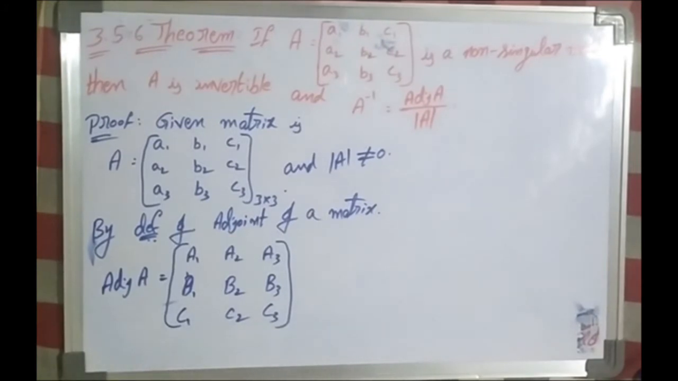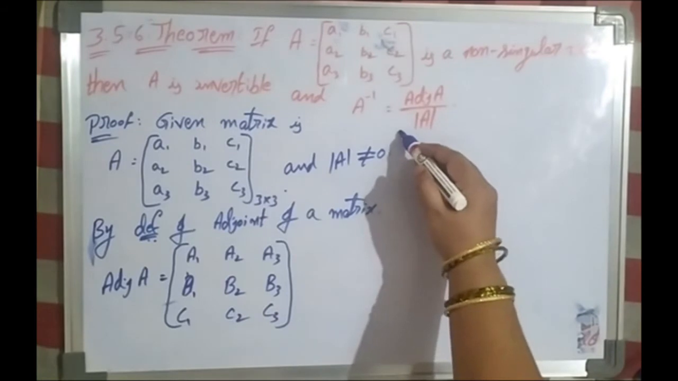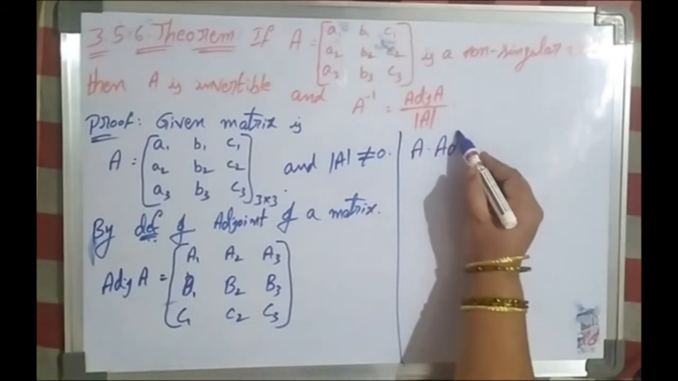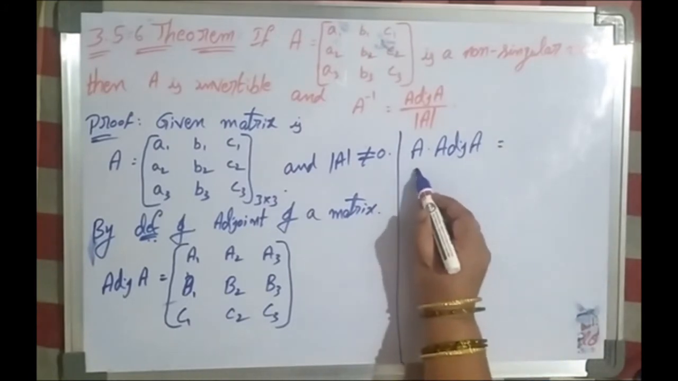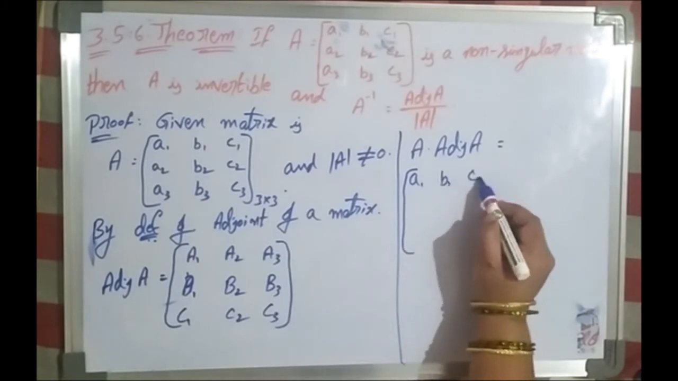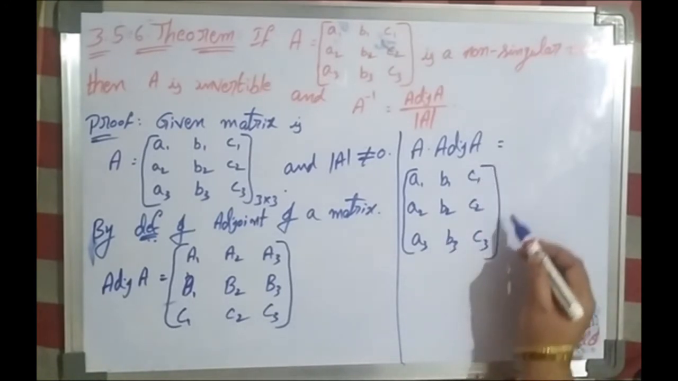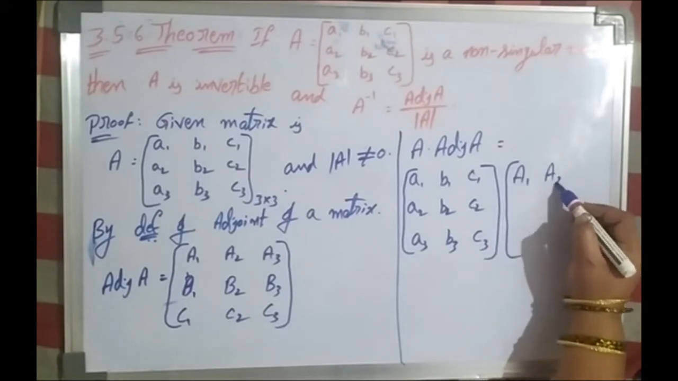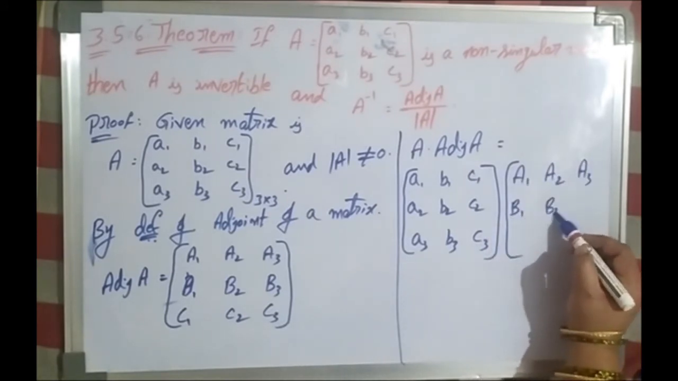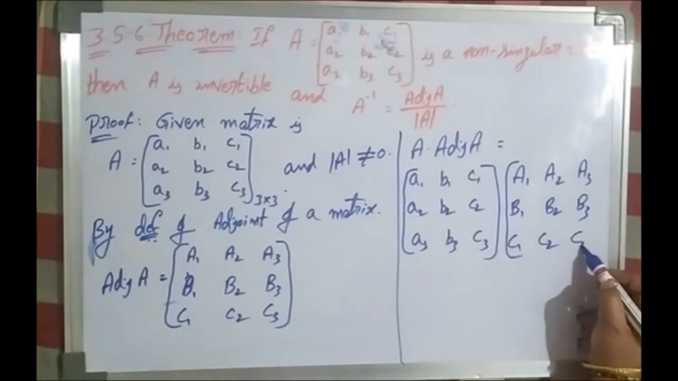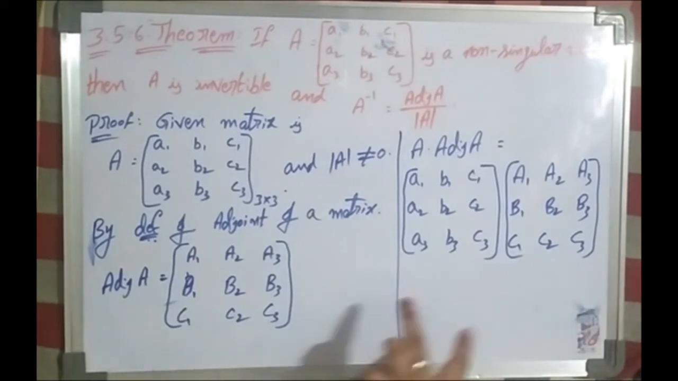Now next we have to find A into adjoint of A. For the proof of this theorem, we first find A into adjoint of A, that is matrix A into adjoint of matrix A. That is equal to matrix A, [a1 b1 c1; a2 b2 c2; a3 b3 c3], into adjoint of A, that is capital [A1 A2 A3; B1 B2 B3; C1 C2 C3]. Now we have to find the product of these matrices.